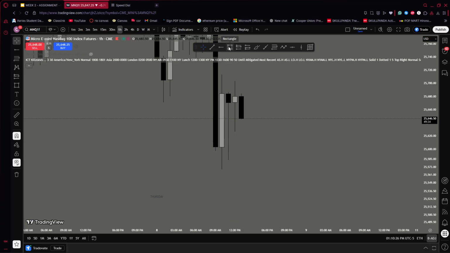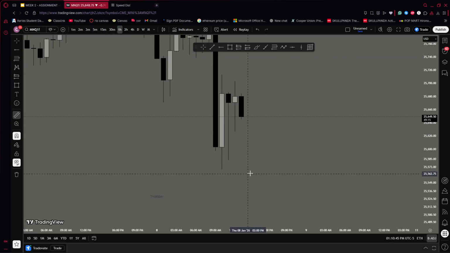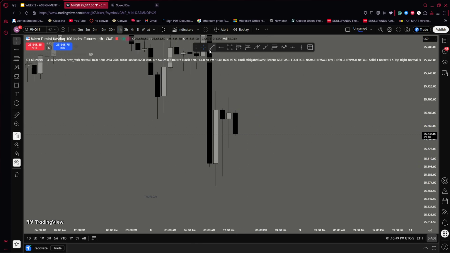I don't want to mark it because it'll show all my drawings, but if you mark this candle right here, the CE is around right here. So this is another A+ setup. Entry right here at the CE, stops at the low, and target whatever you want. Bro, that's a really good RR.